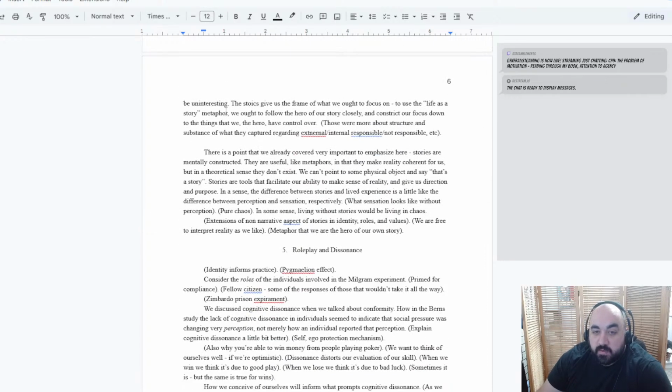The Stoics give us a frame of what we ought to focus on. To use the life as a story metaphor, we ought to follow the hero of our story more closely and constrict our focus down to the things we, the hero, have control over.